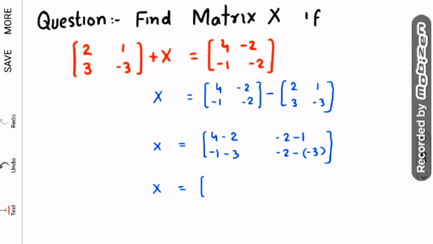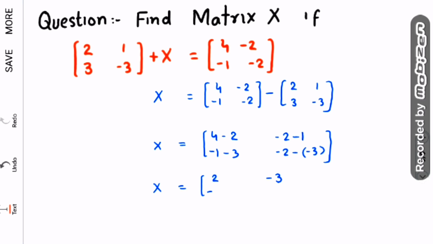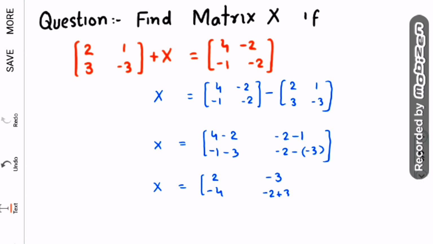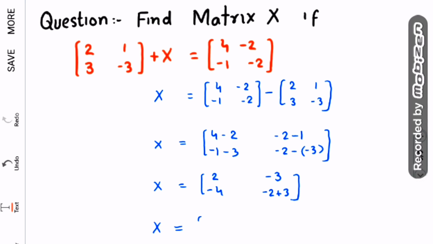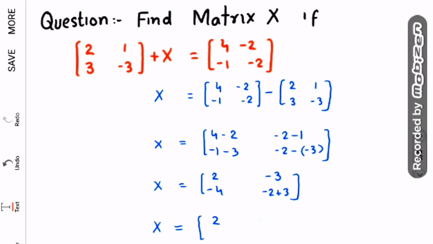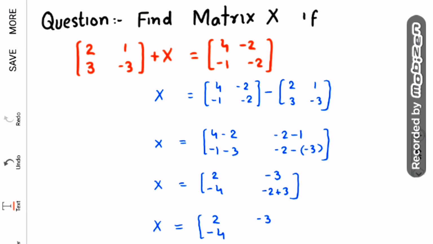4 minus 2 we will get 2, then -3, then -4, and -2 plus 3. So X will finally be equal to [2 -3; -4 1].